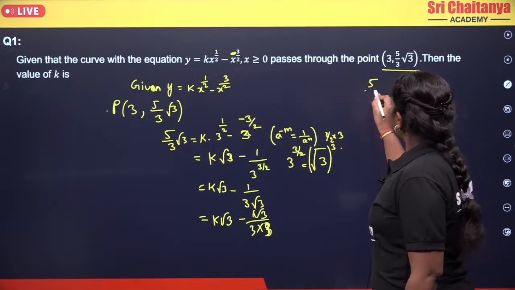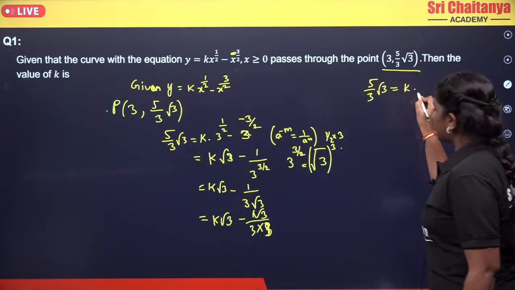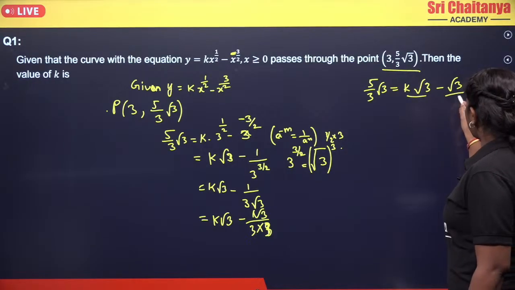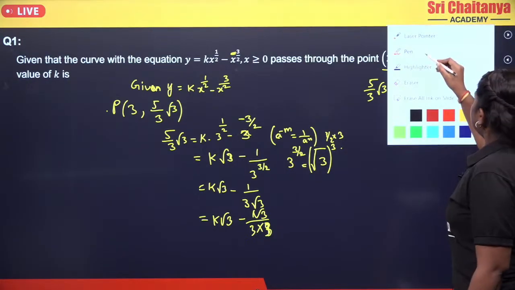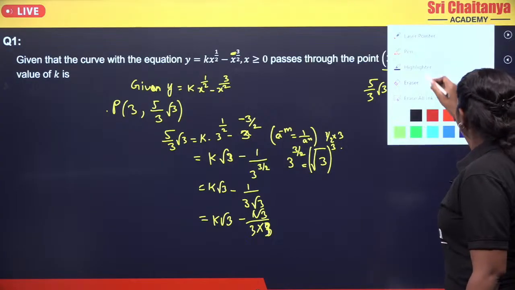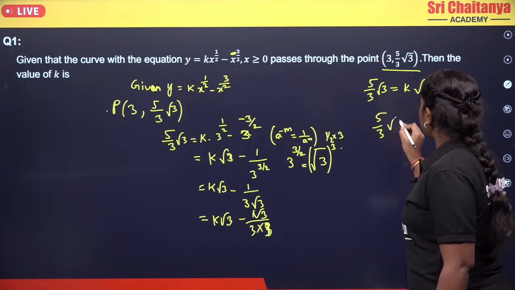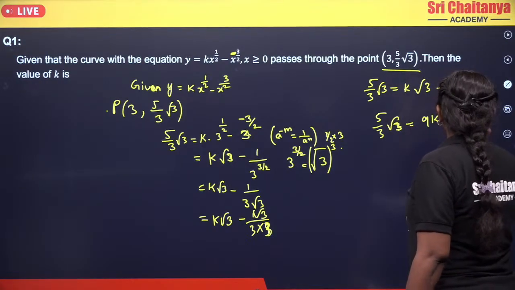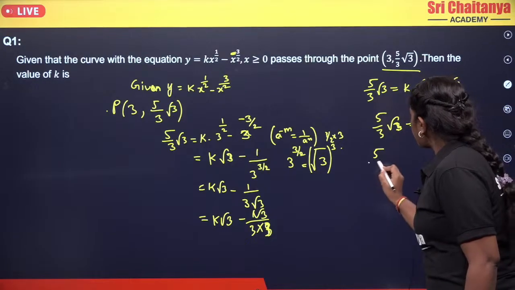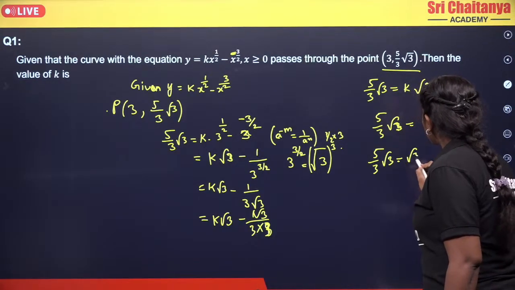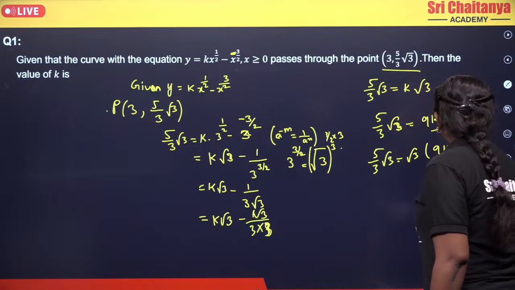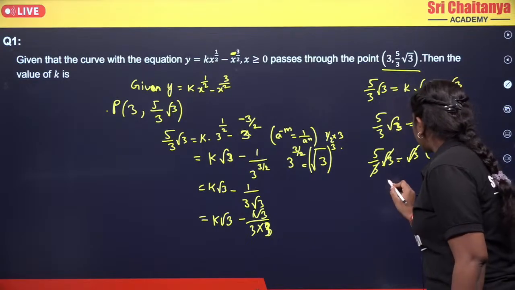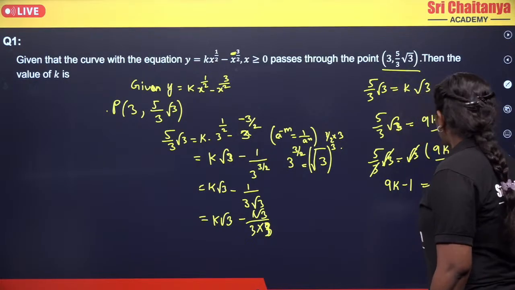So now here it will become 5 by 3 root 3 equals k into root 3 minus root 3 by 9, and if you just cross multiply, you will get here 5 by 3 into root 3, and you can take root 3 common here, 9k root 3 minus root 3 by 9. So now 5 by 3 root 3 equals, taking root 3 common, you will get 9k minus 1 by 9. Root 3 will get cancelled and 3 will cancel 9 three times. So here we will get 9k minus 1 equals 3 into 5, 15.